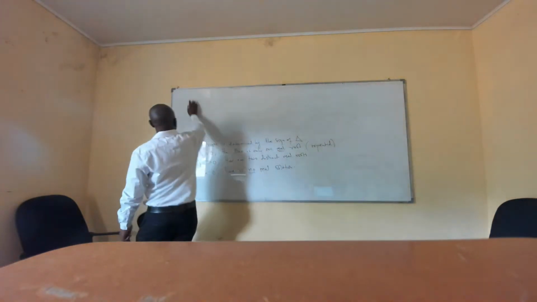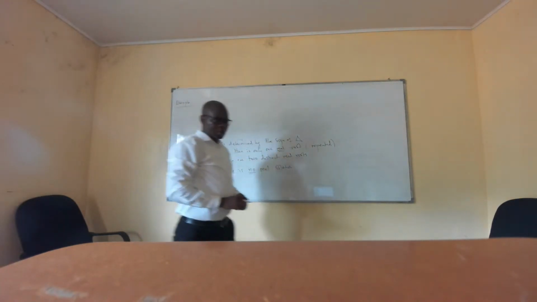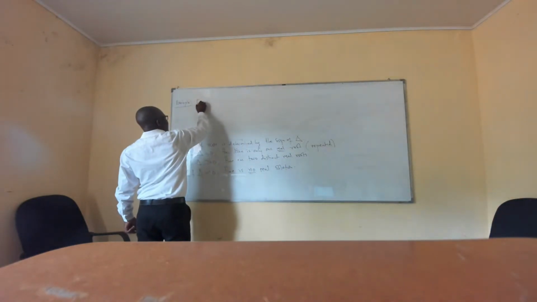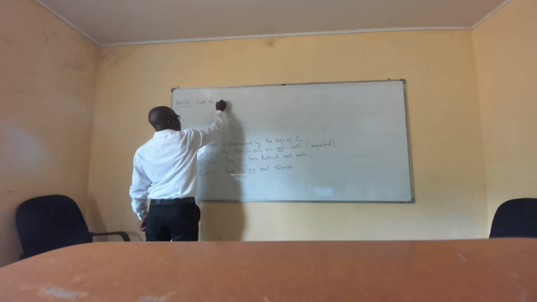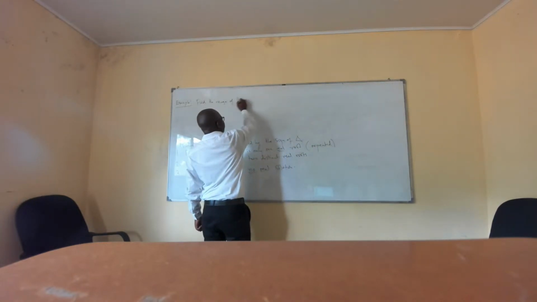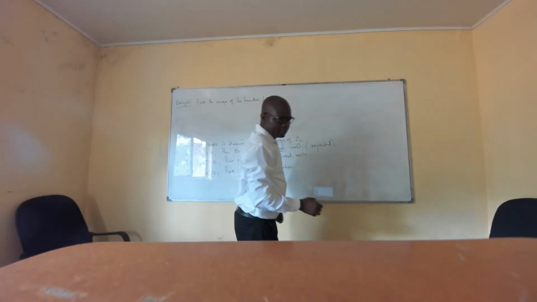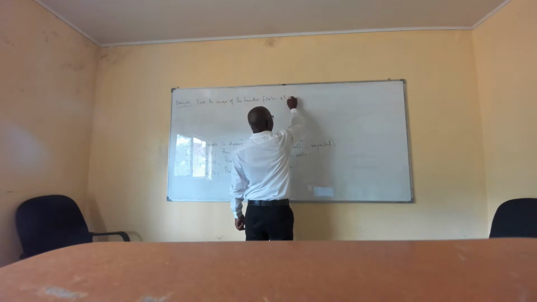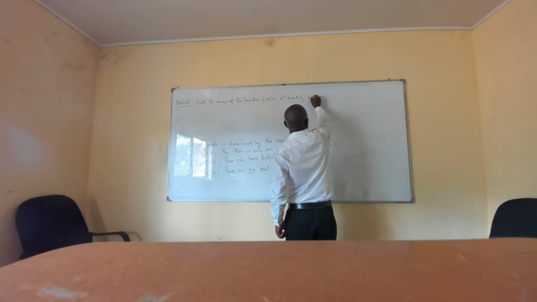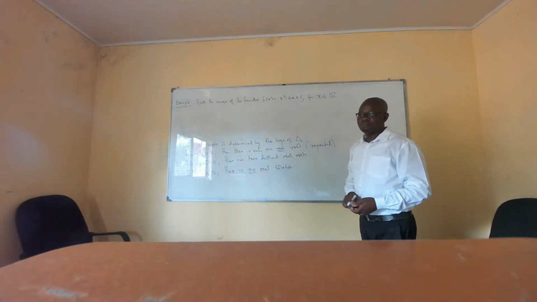Example. The first example says, find the range of the function f of x equals x squared minus 6x plus 1. Of course, the argument is a real number.